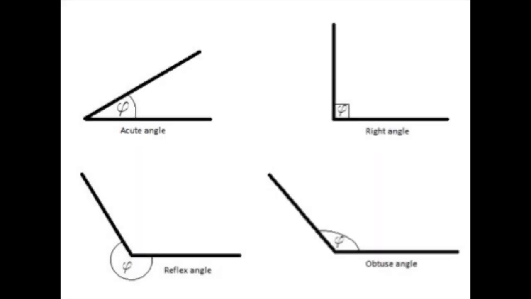There are many different types of angles. An acute angle is an angle that is less than 90 degrees. In an obtuse angle, the angle is greater than 90 degrees. A right angle is an angle that is exactly 90 degrees. A reflex angle is an angle that is greater than 180 degrees.